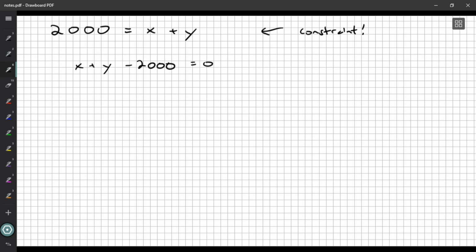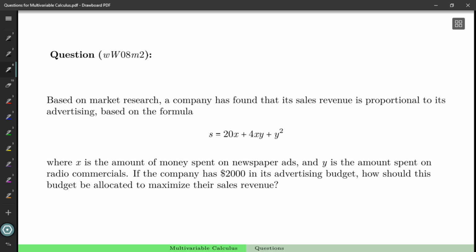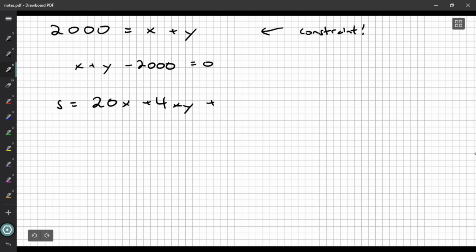So that's our constraint, but what are we trying to maximize or minimize? What are we trying to optimize here? Well, our sales, our sales revenue, which is proportional to, I think it was 20x plus 4xy. Was it just y squared? Let's go back and check. Plus y squared, yes. Okay, so this is our, we might call it objective or target function. The thing we want to optimize.